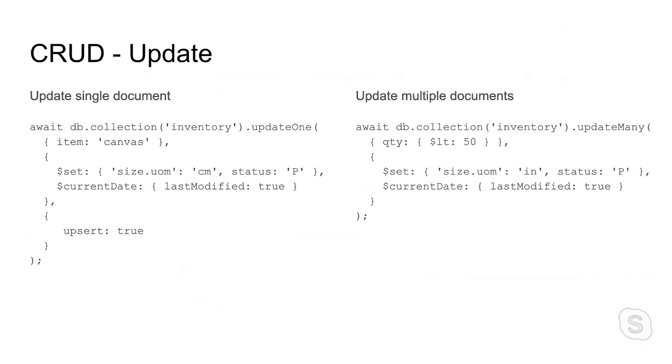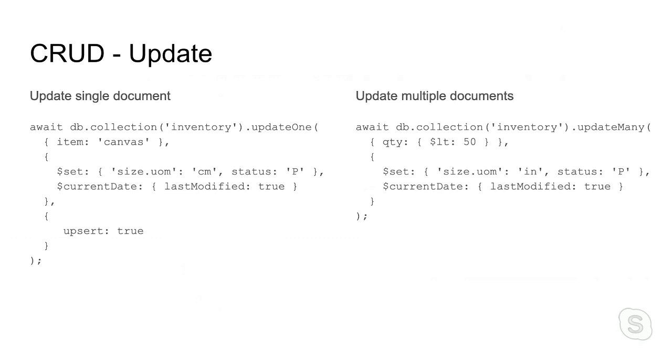Okay, update. The first parameter is again the query, so you're trying to search for some data. It's the same query you can use for finding the data as before. The second parameter is the set, or the update operation. In this case, you are using the set operator, which tells it that in the document which I find, I want to update the size unit of measure to centimeters, and status to P. If the field already exists in the document, it will change the value. If the property doesn't exist in the document, it will create it.